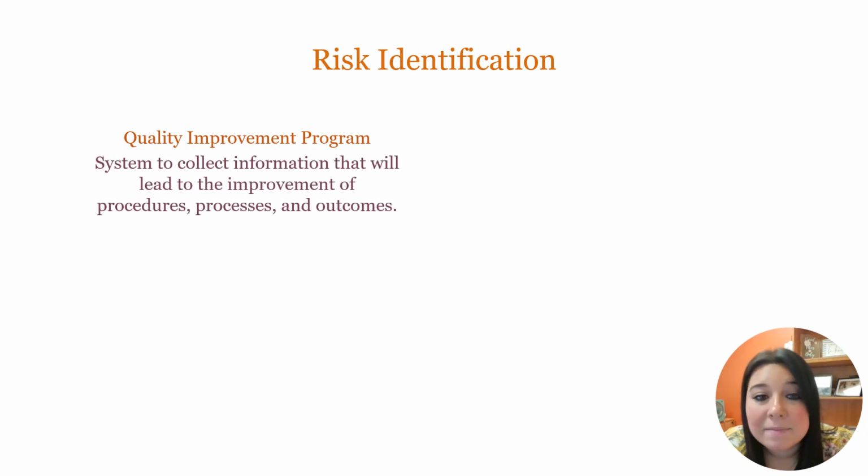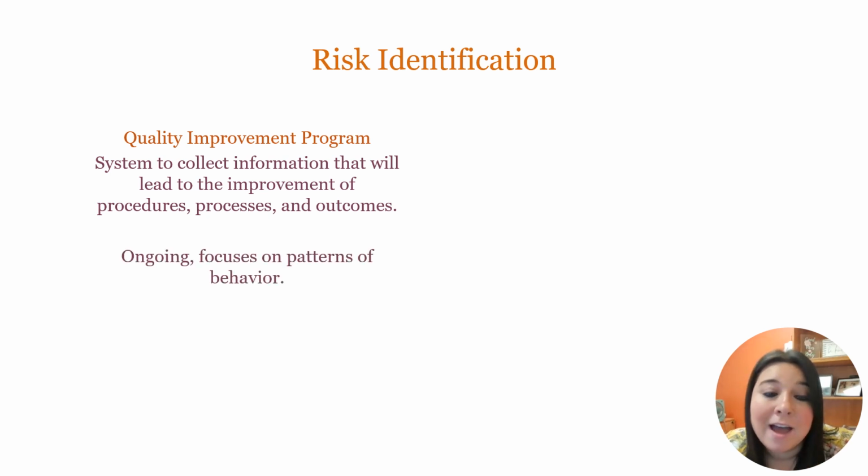So risk identification also should include a quality improvement program. This is a system that's used to collect information that will lead to the improvement of the workplace's procedures, processes, outcomes, everything that they do really. It should be ongoing, not just a one-time thing, because the key point of this program is to monitor any patterns of behavior. So if an incident occurs 3 or 4 times, obviously something is going wrong during that process, and that's what we need to examine.